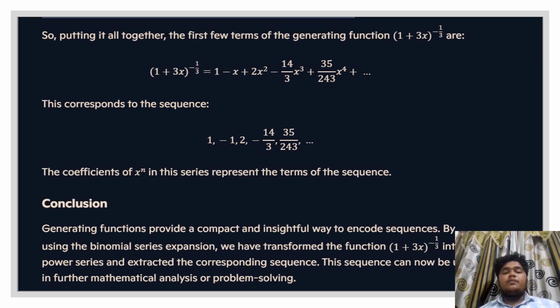Conclusion: generating functions provide a compact way to encode sequences. By using the binomial series expansion, we transformed the function (1 + 3x)^(-1/3) into a series and extracted the corresponding sequence. These sequences can be used in future mathematical analysis for problem solving.